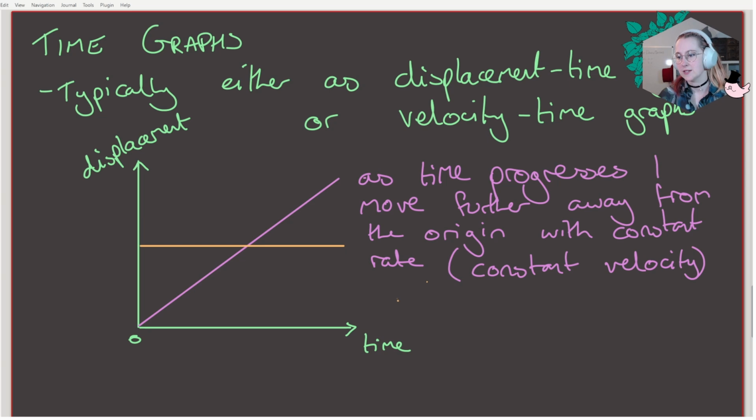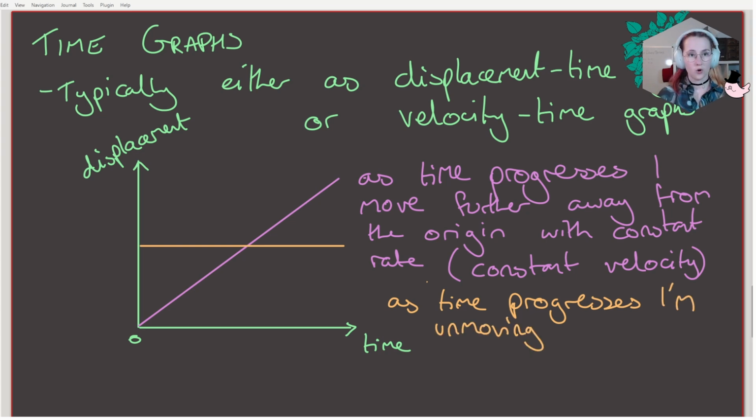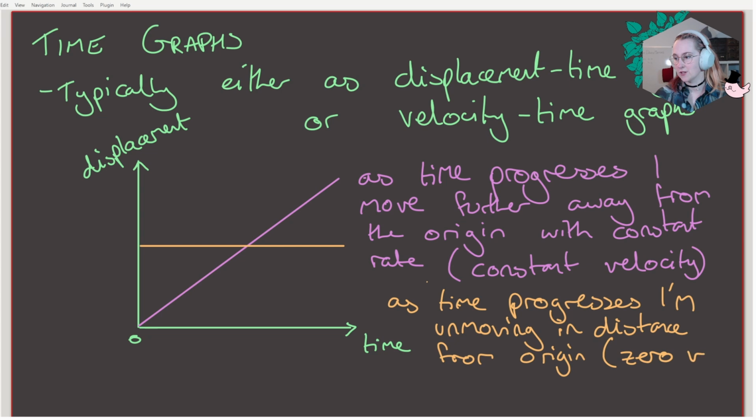So this is as time progresses, I'm unmoving. Or at the very least, I'm a constant distance away from things. I could, in theory, be walking in a giant circle around the origin, but that's typically far away from the examples that we see. Distance. So, 0 velocity.